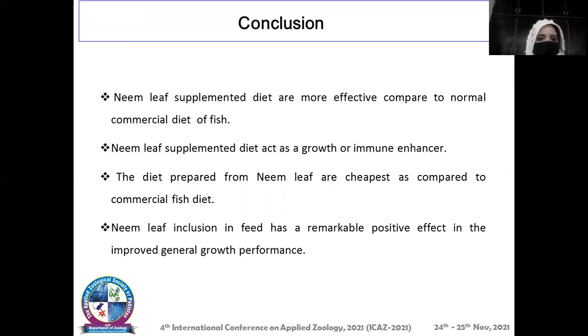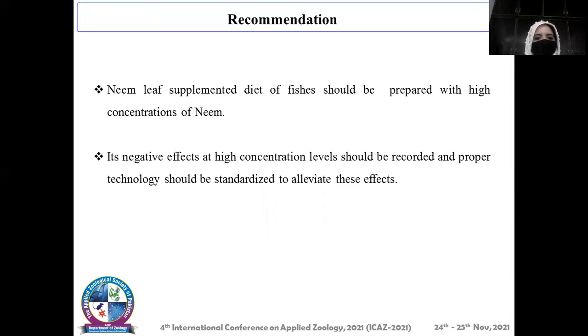Conclusion: neem leaf supplemented diet is more effective compared to normal commercial diet of fish. The second one is neem leaf supplemented diet acts as a growth and immune enhancer. The diet prepared from neem leaf is cheapest as compared to commercial fish diet. Neem leaf inclusion in feed has a remarkable positive effect in improving general growth performance.